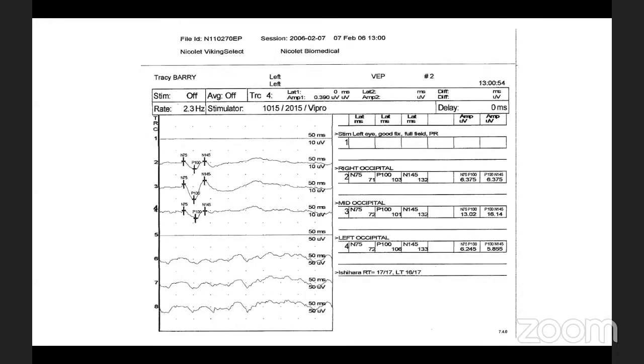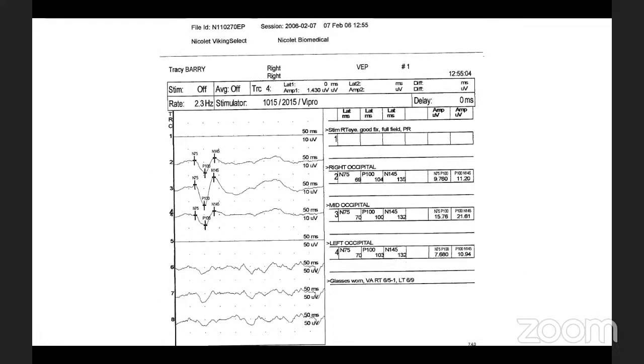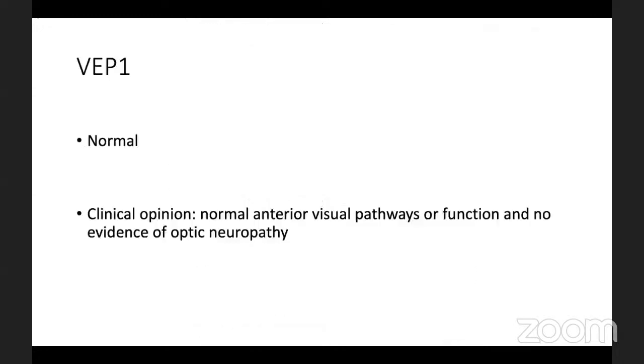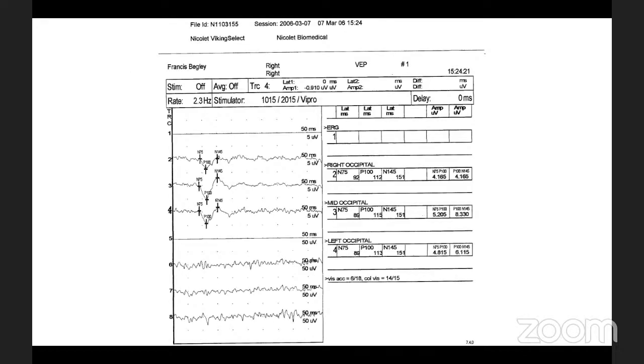I'll just show you some examples. This is the mid-occipital region. The P100 latency is 103 and the amplitude is about 6.3. So this is a normal visual evoked potential on the left. On the right side, again the P100 latency is 104 milliseconds, amplitude is 9.7. This is a normal one. So the VEP is normal, the clinical opinion is normal anterior visual pathway function, and there is no evidence of optic neuropathy.